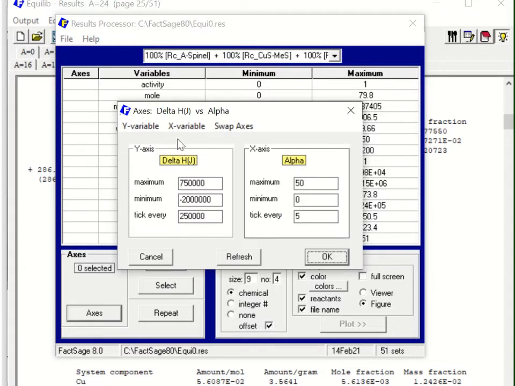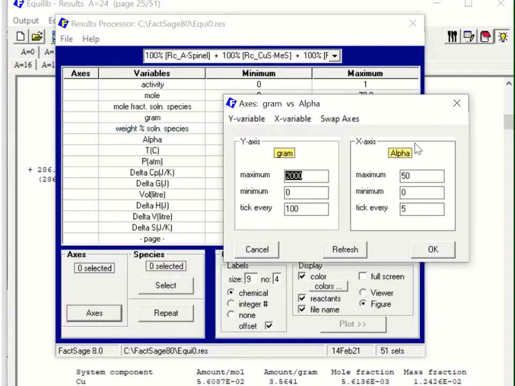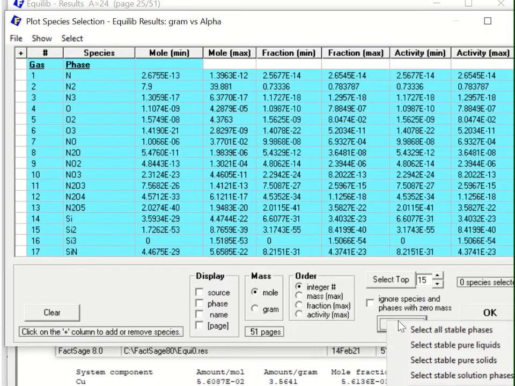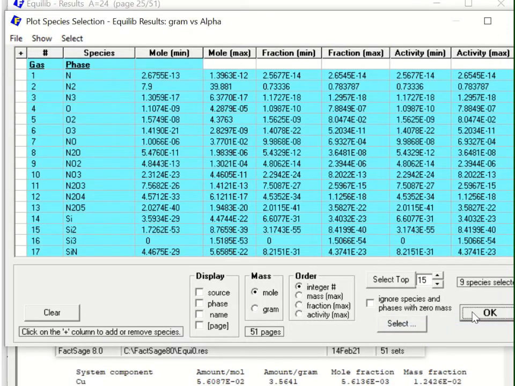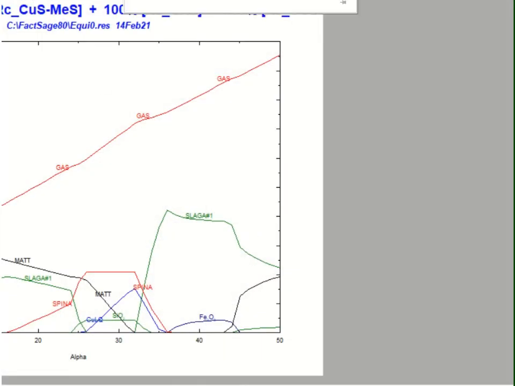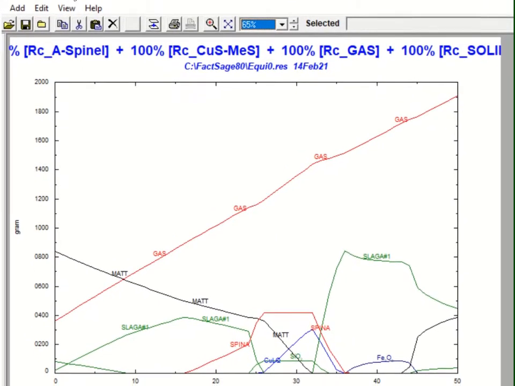So axis, and now when you go to the y-axis, set it as gram, okay, with alpha. Refresh, say okay, and select all stable phase. That's good. Say okay, and then plot. Then you can see the result like this.